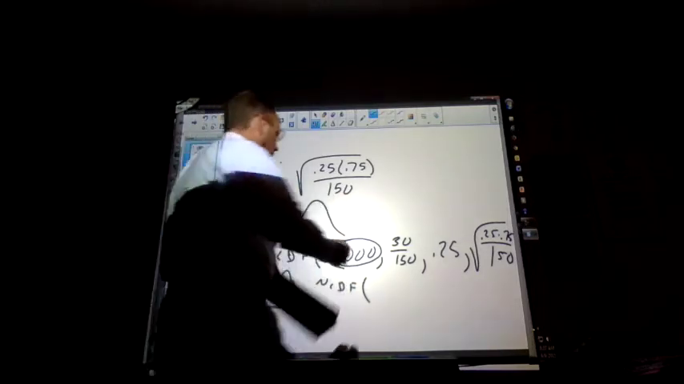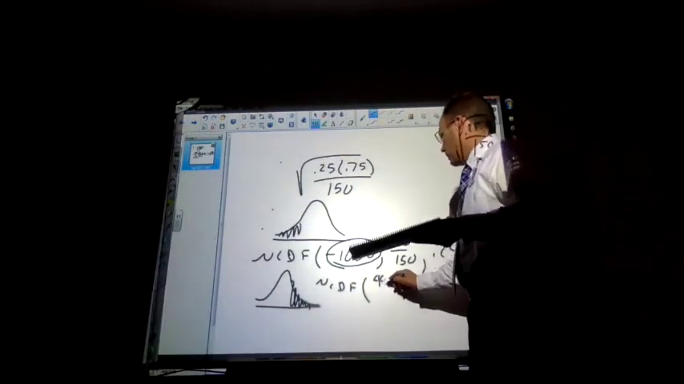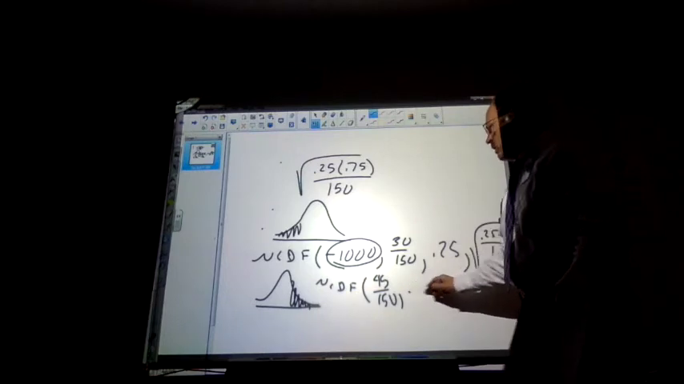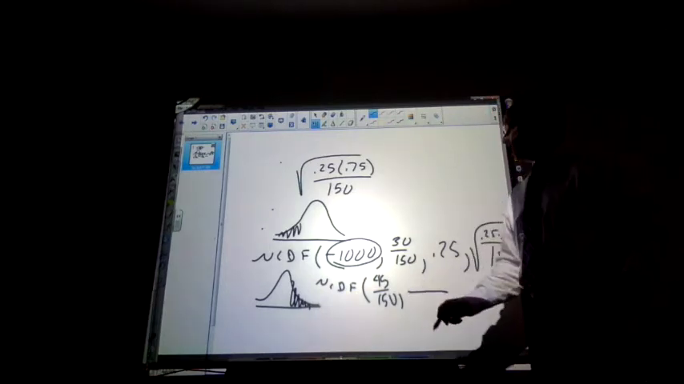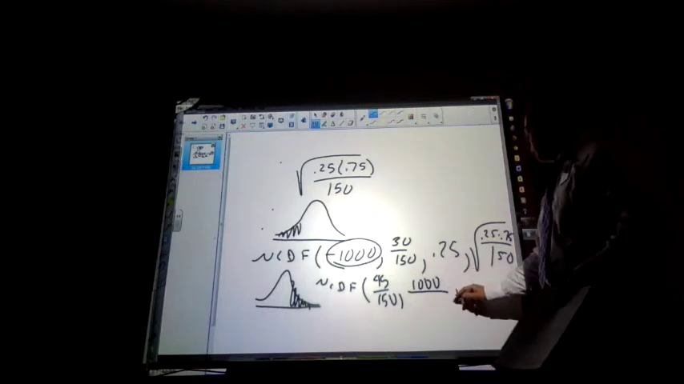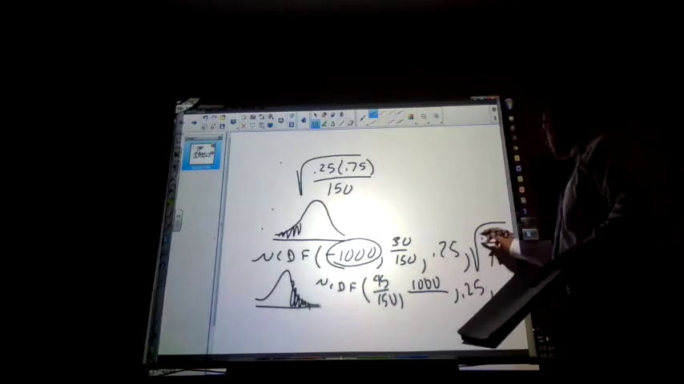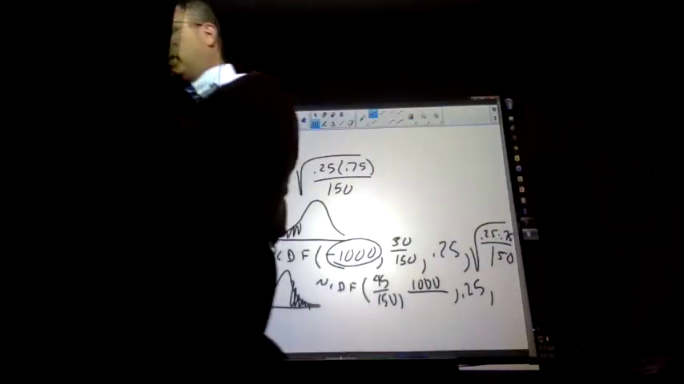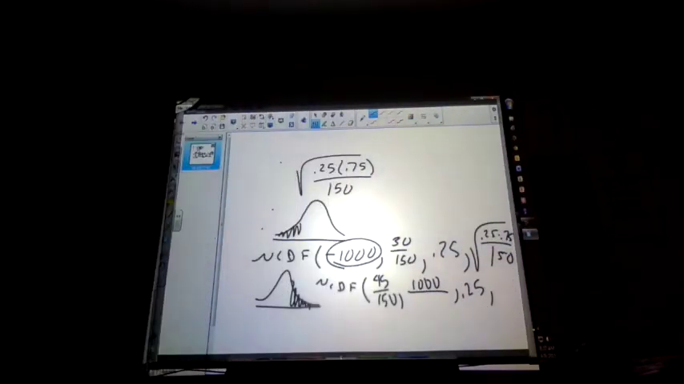Letter D, normalcdf. So 45 out of the 150, comma, and for the upper limit you need to pick a number more than a couple standard deviations away, so we can pick 1,000, I guess. 0.25 is the same, and then the square root of 0.25 times 0.75 over 150. What's the difference? In C and D, I had a way far left limit, and in D, I had a way far right limit for my upper and lower bounds.